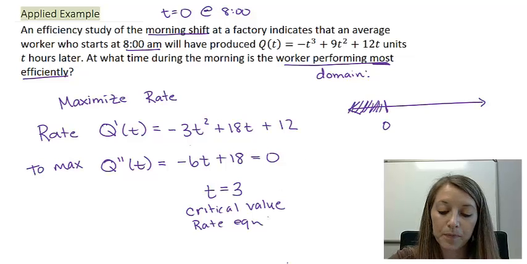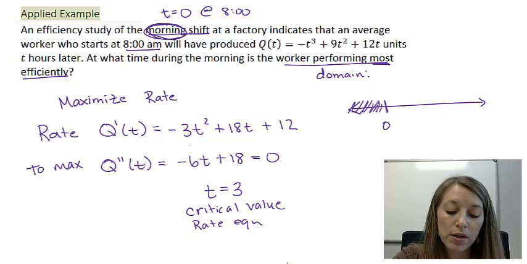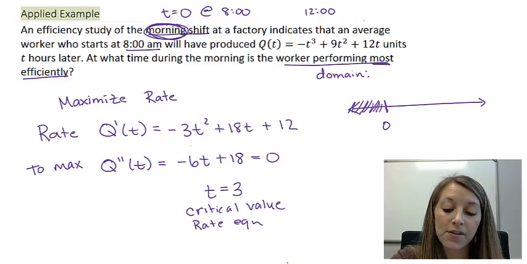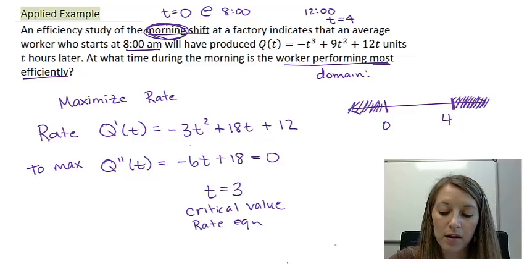It does not apply. But I'm only talking about the morning shift. So we assume that morning stops at noon. So when you're talking about 12 o'clock, then that's 4 hours later. So then your t is equal to 4. So my number line stops at 4 then because I'm only talking about my morning shift. So this part of the number line does not apply.